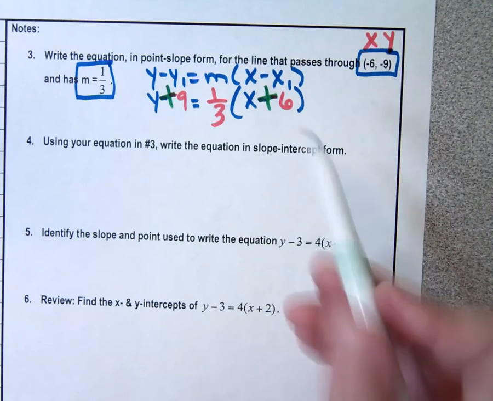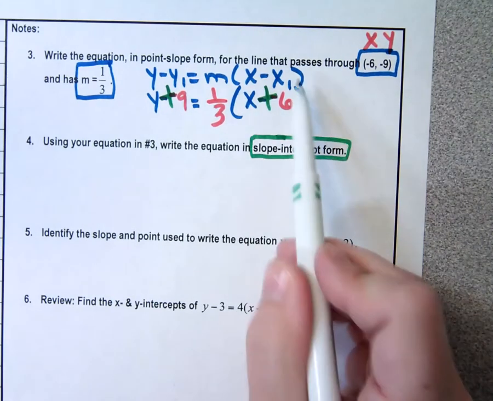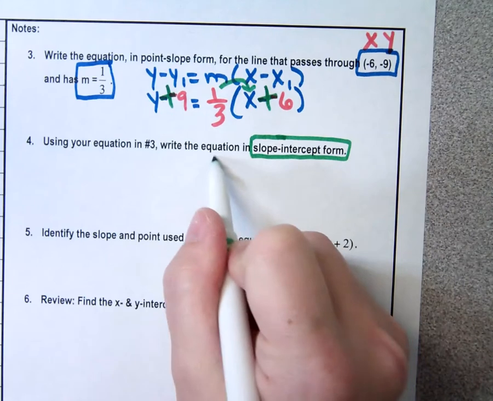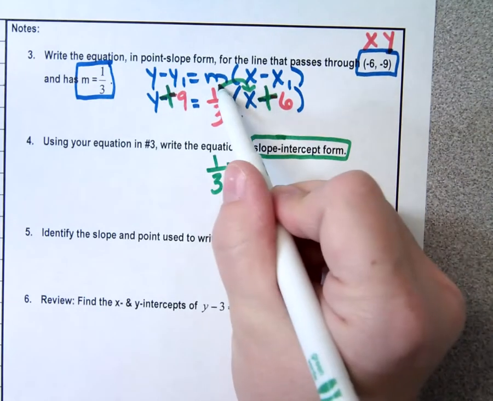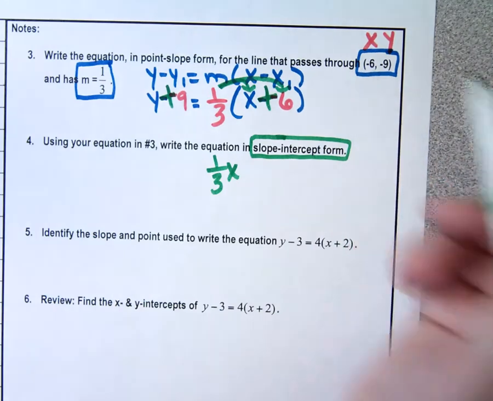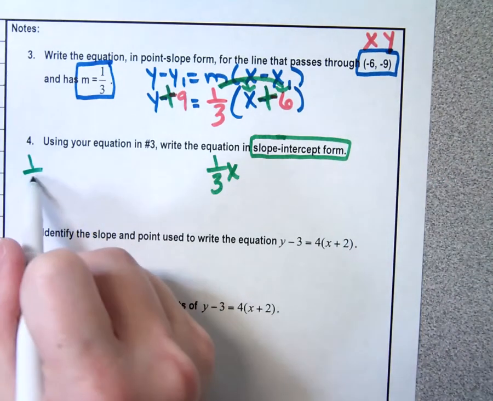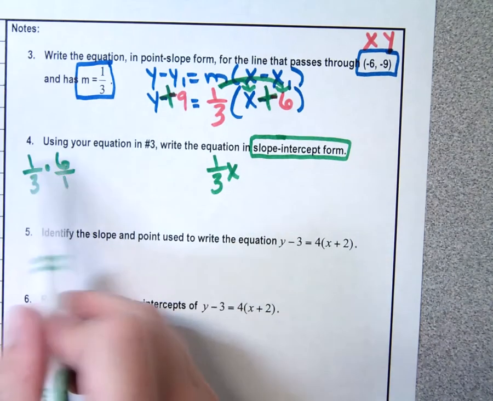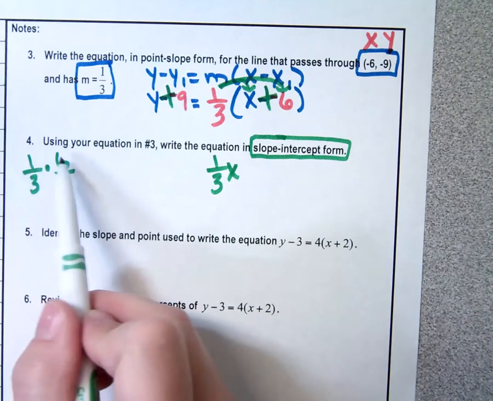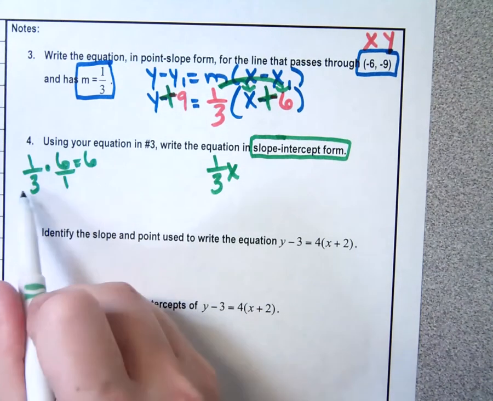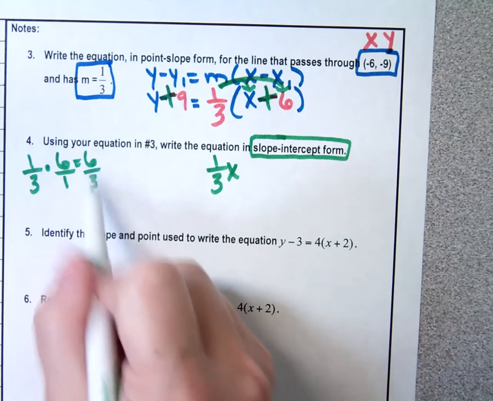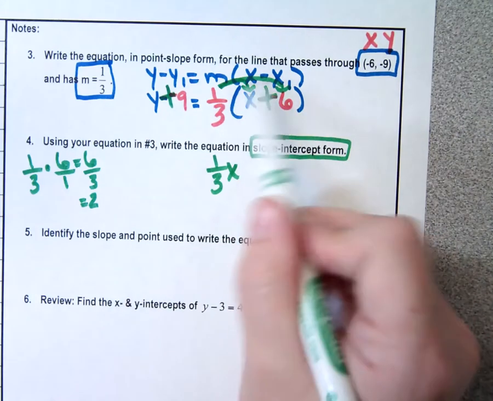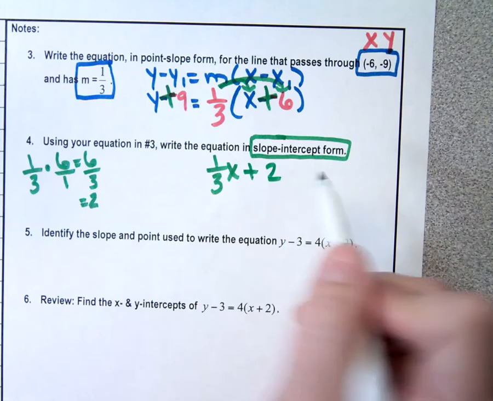Okay, next thing I need to do to convert this to slope-intercept form is get rid of these parentheses, so I need to distribute. So how much is 1/3 times x? 1/3 x. Now I need to figure out what 1/3 times 6 is. So I'm just going to do that over here off to the side. 1/3 times 6. Remember, every number is understood to be over a 1. So I can go straight across, and then reduce. So what's 1 times 6? 6. What's 3 times 1? 3. Reduce that. What's 6 divided by 3? 2. So that's what you get when you take 1/3 times 6. You get a positive 2, so I put plus 2.